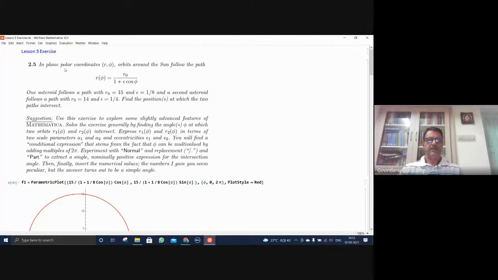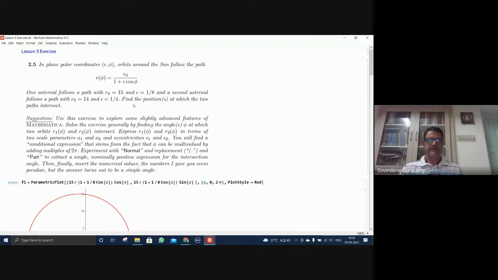To start with, it's an interesting problem or an exercise. In plane polar coordinates, orbits around the sun follow the path r of phi equal to r0 by 1 plus epsilon cos phi. One asteroid follows the path with r0 equal to 15 and epsilon equal to 1 by 8, and the second asteroid follows the path with r0 equal to 14 and epsilon equal to 1 by 4. Find the position at which the two paths intersect.